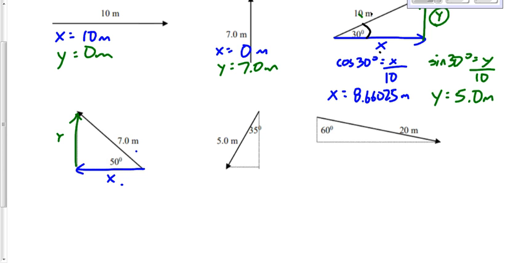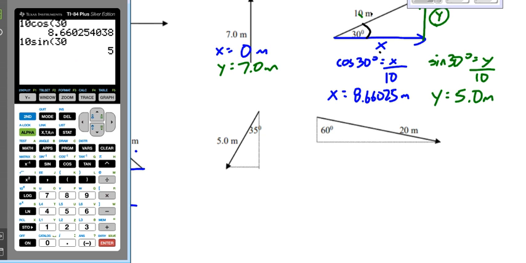We've got the hypotenuse. Which trig function? Adjacent and hypotenuse. CAH. Cosine, right? Cosine 50 degrees is equal to adjacent over hypotenuse. So we're going to say on our calculator here, 7 cosine 50 gives us 4.94995.